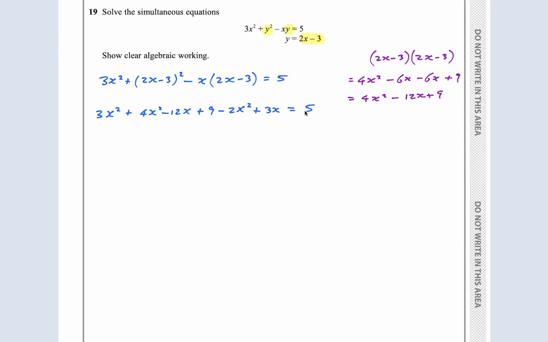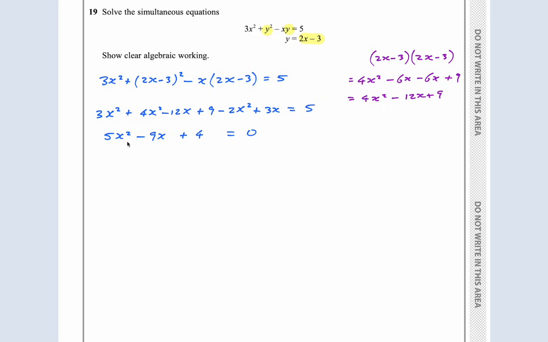Okay. Then we're going to simplify. So 3x squared plus 4x squared is 7x squared minus 2x squared is 5x squared. So that's 5x squared. Minus 12x plus 3x is minus 9x, and plus 9 minus 5 is 4, because I'm going to subtract this 5, so it's plus 4 equals 0.